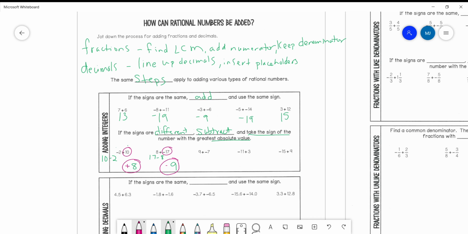9 plus a negative 7. The signs are different, so we subtract the values. We get a 2. We look at the absolute values. So 9 has a greater absolute value. 9 was positive, so our answer is positive 2.